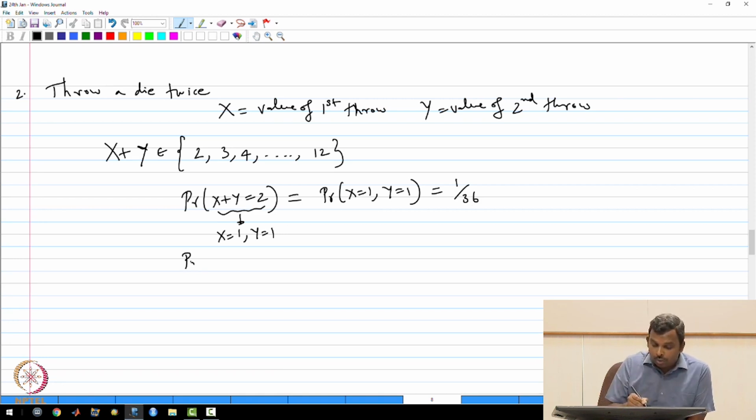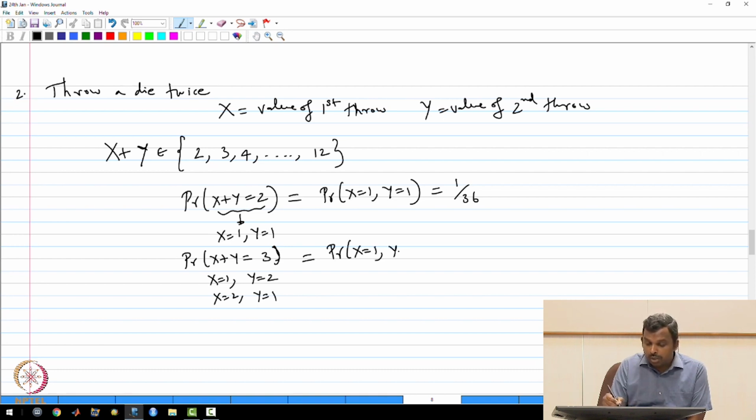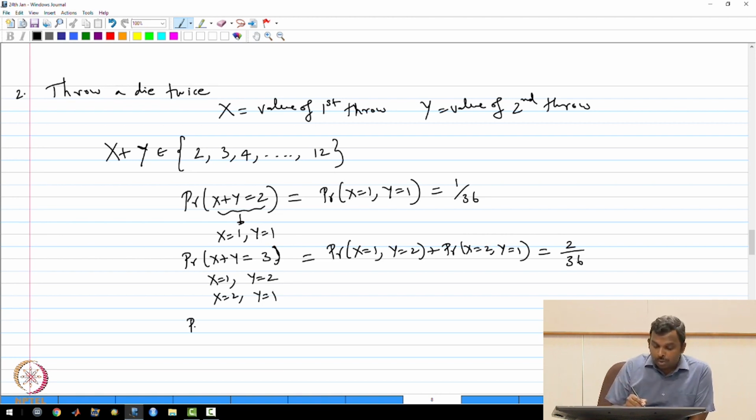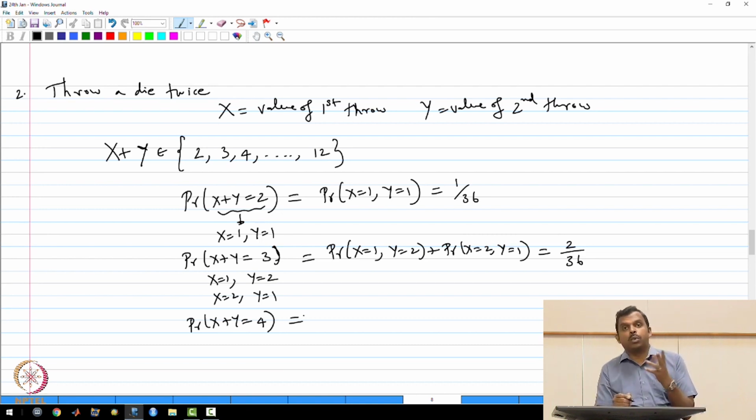If you want to push ahead and see what X plus Y equals 3 is, here you will start having more possibilities. You could have X equals 1, Y equals 2, or X equals 2, Y equals 1. There are two possibilities here. So the probability is simply the probability of X equals 1, Y equals 2, plus the probability of X equals 2, Y equals 1. So that's 1 by 36 plus 1 by 36. It's 2 by 36. So we can proceed like this. If you look at the probability that X plus Y is 4, you'll have three possibilities for X and Y together: 1, 3; 2, 2; 3, 1. So that will become 3 by 36.